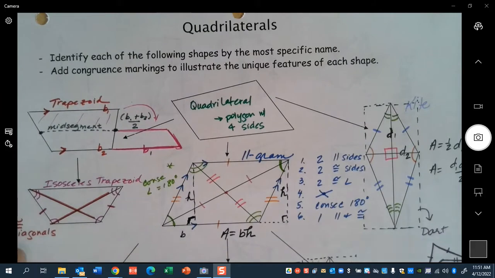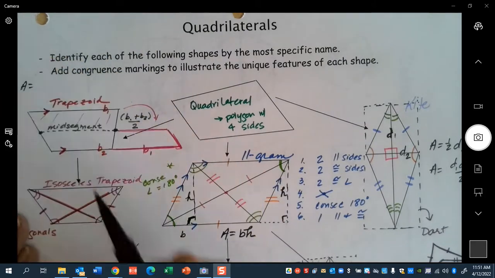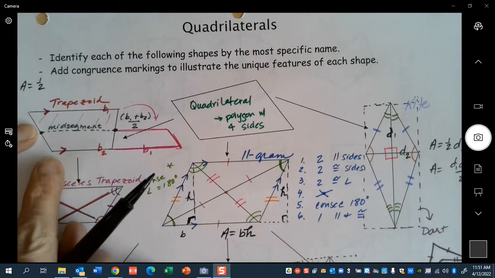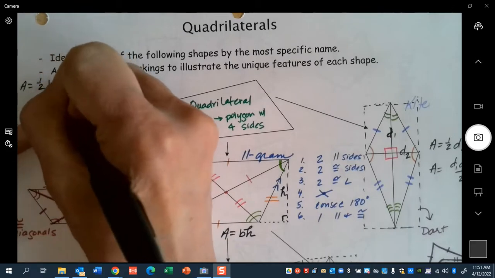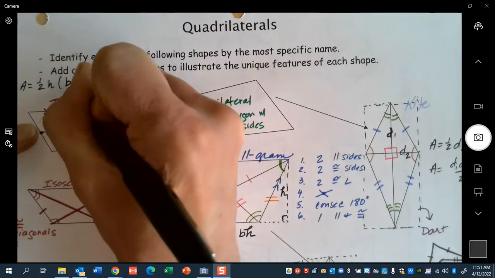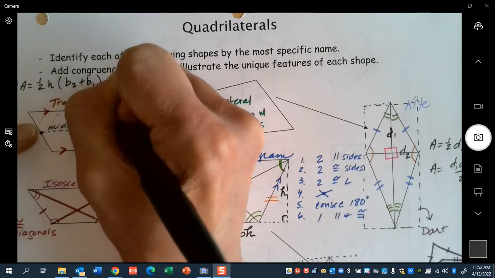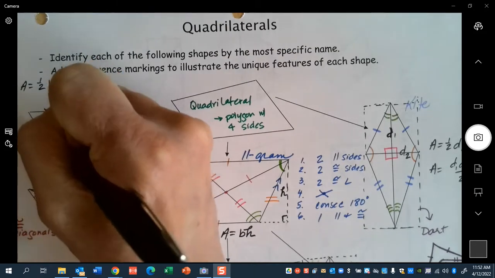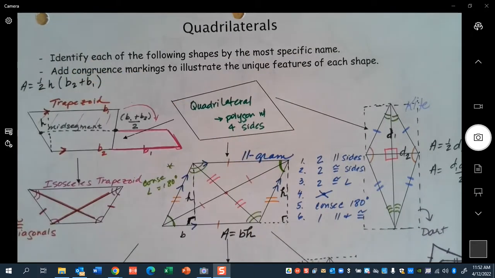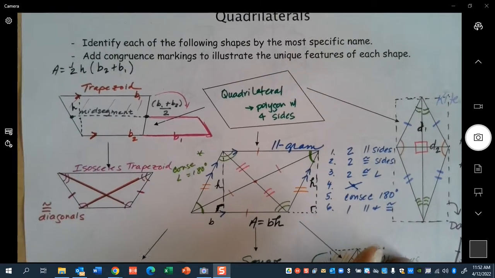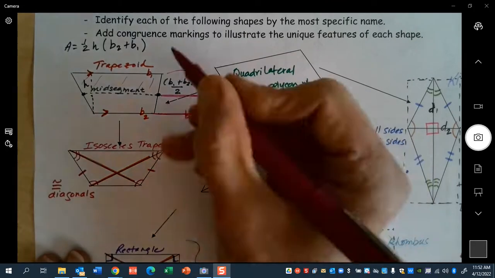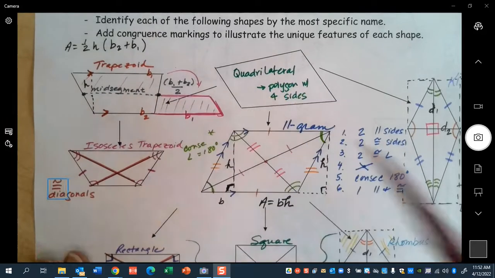So then I know that my area is going to be 1/2 of the height, which is how tall my parallelogram is, times the sum of the bases. Because here is my height of my trapezoid: 1/2 of the height times the sum of the bases. If you think about switching that area over.